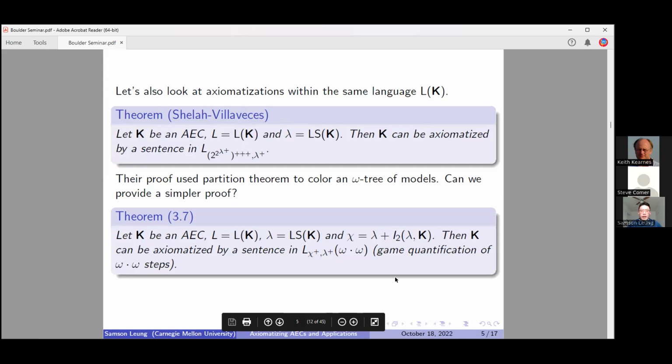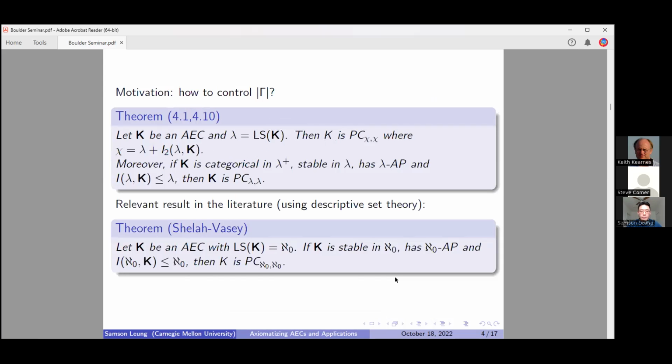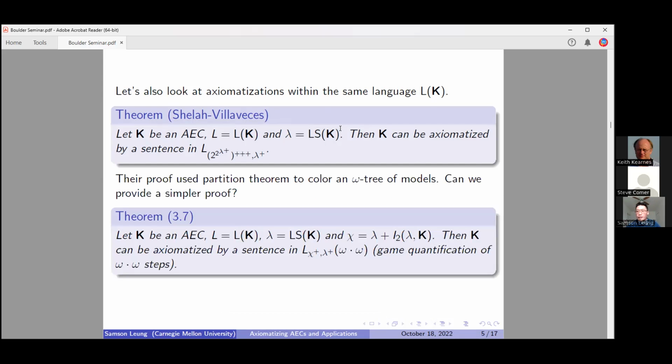So I will talk about the proof, not 3.7, but the previous one, which is 4.1 here. I'll give some general proof ideas of how we carry out this kind of proof and what results we will use. Any questions before I move on?